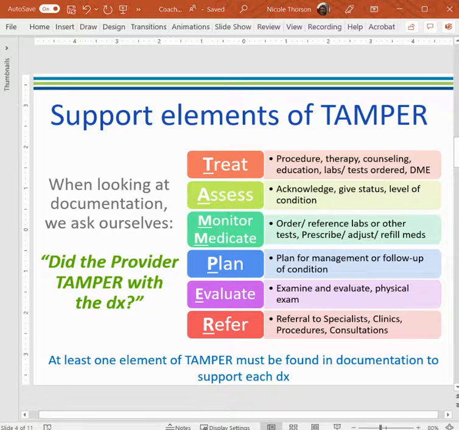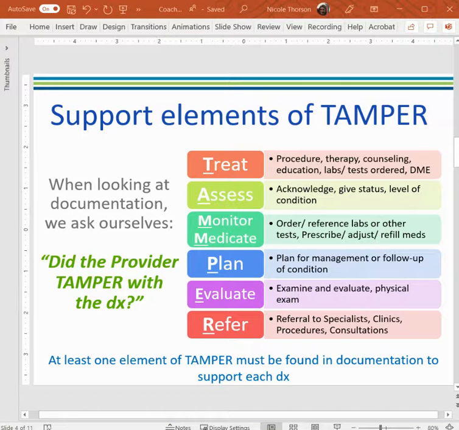When reviewing charts, we are keeping these requirements and restrictions in mind while looking for diagnoses that were assessed and then confirming that there is an appropriate element of supporting documentation for each. The acronym TAMPER lists specific elements that we look for which establish the diagnosis as active and accurate and also ensure proper support. So my coders and I really ask ourselves, did the provider tamper with the diagnosis?